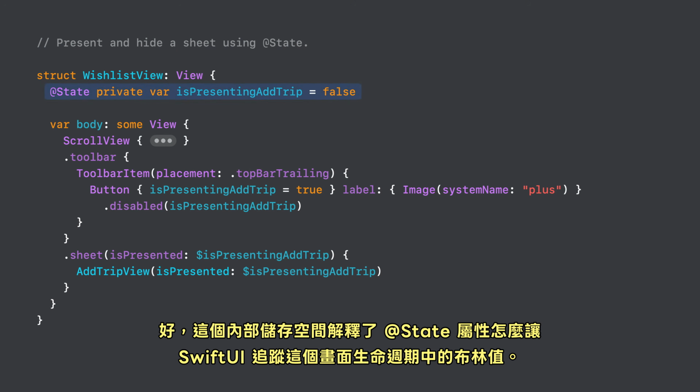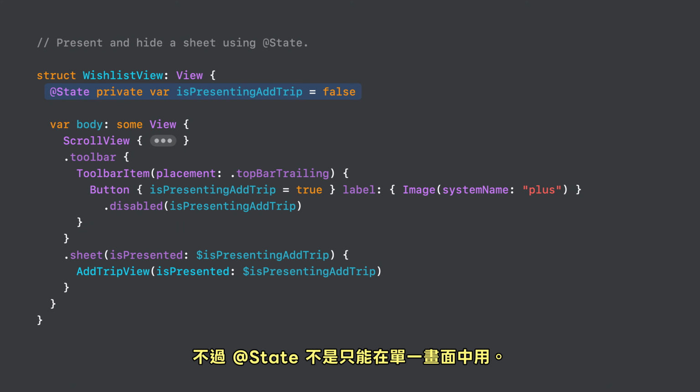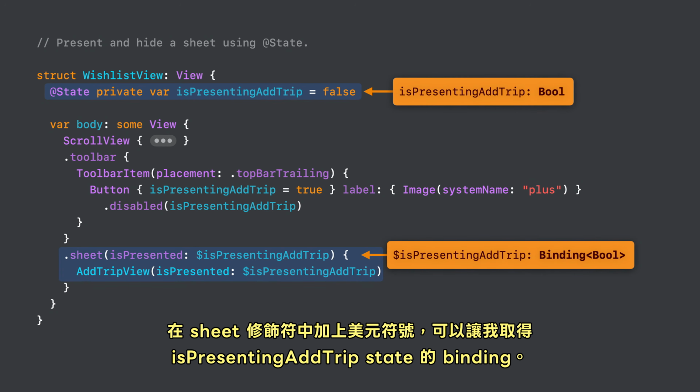Okay, so this internal storage explains how this @State property asks SwiftUI to track a Boolean for the lifetime of this view in the interface. But @State isn't just useful within a single view declaration. It can also be shared with other views using something called a binding. This $ sign in my sheet modifier allows me to access a binding to this isPresentingAddTrip state.